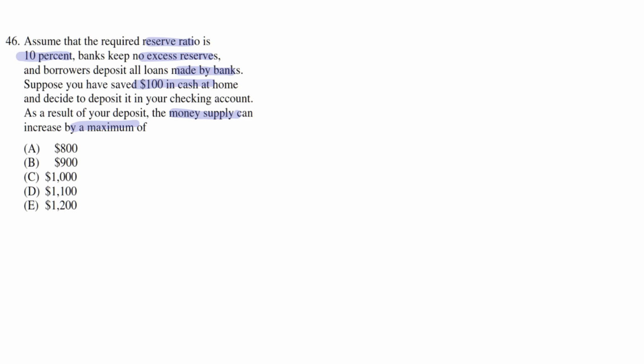So in this question, we're asked to calculate the money supply, given that the banks have a required reserve ratio of 10% and that they keep no excess reserves. So because we have $100 in cash, let's begin by highlighting how much the bank keeps and how much it loans out. So initially, of this $100 in cash that you deposit, 10%, or $10, goes to the bank as part of the required reserves. So this is the required reserves.